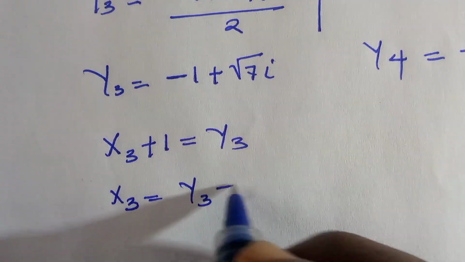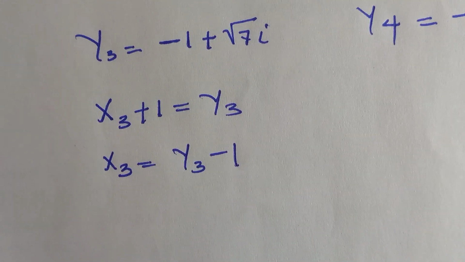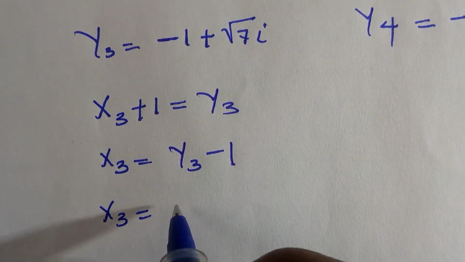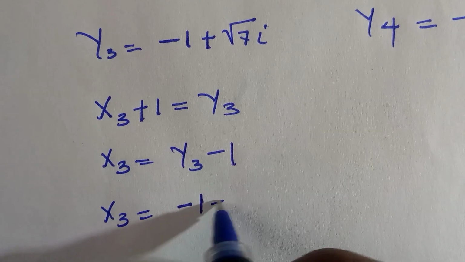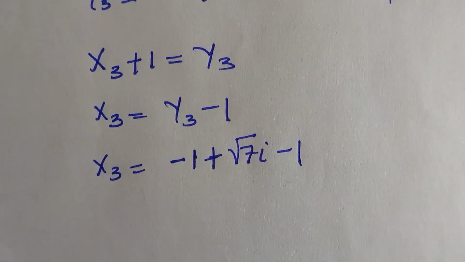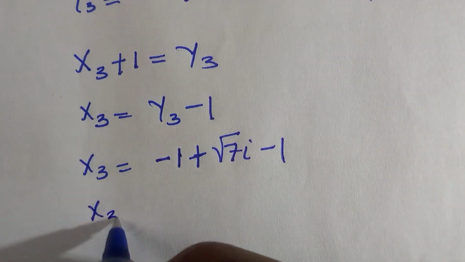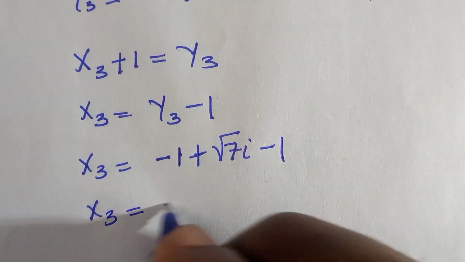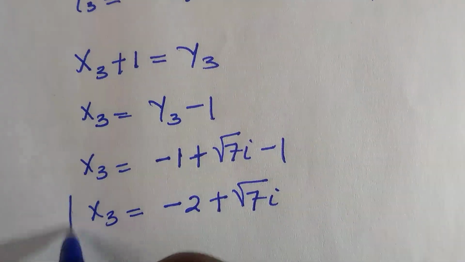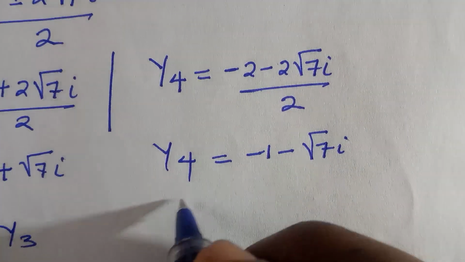we have x3 equals y3 minus 1, and x3 equals what is y3? That is minus 1 plus root 7 i minus 1, and here minus 1, that is minus 2. The final result for x3 is minus 2 plus root 7 i. So making 3 roots we have obtained. Let's see the last one.